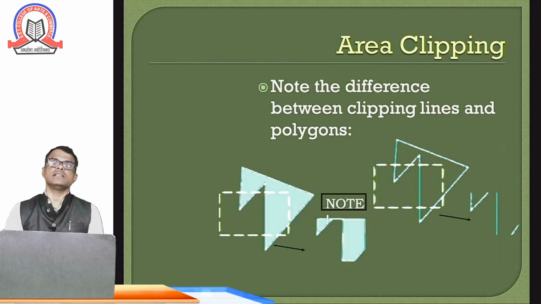After that, there is area clipping. Note the difference between clipping lines and polygons. Here I have shown you both the diagrams. The first one is of the polygon and the second one is of the line. After clipping, for lines we will get lines, and for polygons we may get some shapes.